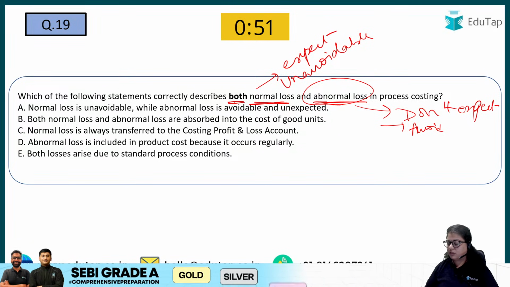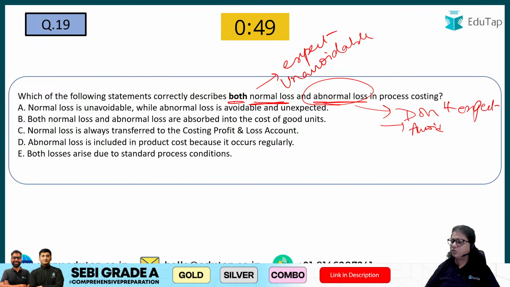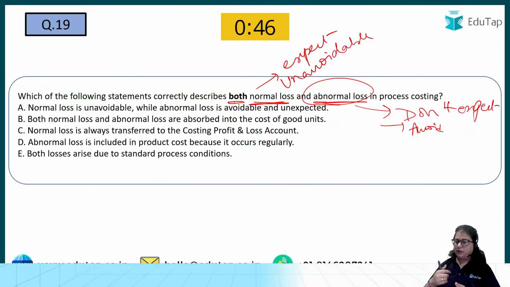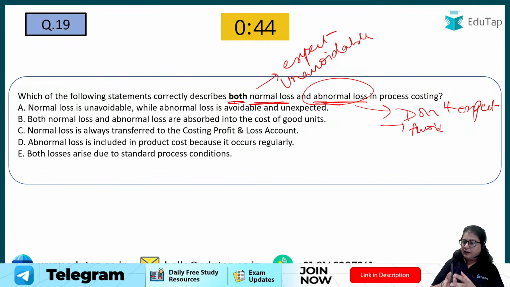Is this carelessness or not? Yes, it is carelessness. We should not do this. We can avoid this if my labor is very efficient, and he's more careful while taking things in transit. So these type of losses I don't expect, abnormal loss.